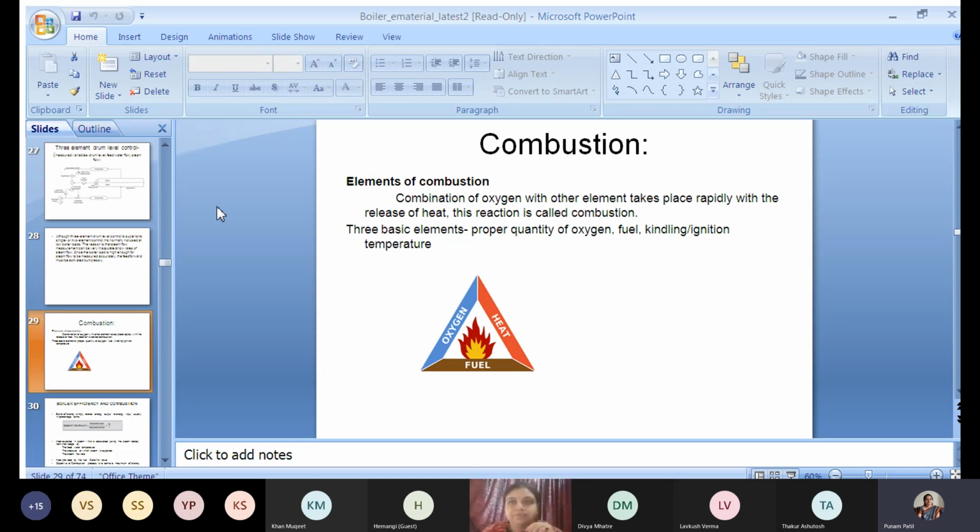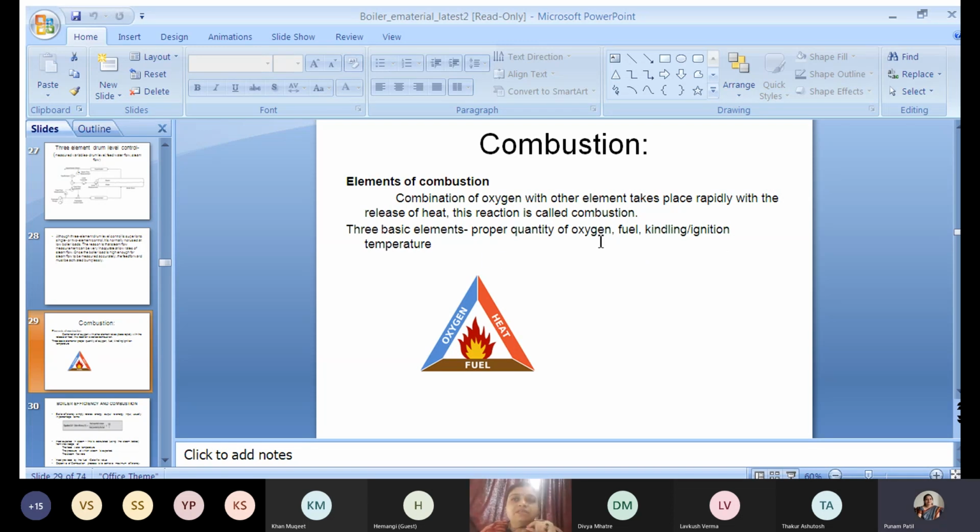Okay, combustion. Everyone knows combustion. It is a simple phenomenon where oxygen combines with some fuel element, and at a particular temperature the spark is carried out and flame is produced. That process is called combustion. So we can define it as combination of oxygen with other elements taking place rapidly with the release of heat. This reaction is called combustion. What elements do we require for combustion? Three basic elements. What are those? Sufficient quantity of oxygen, fuel, and kindling or ignition temperature.